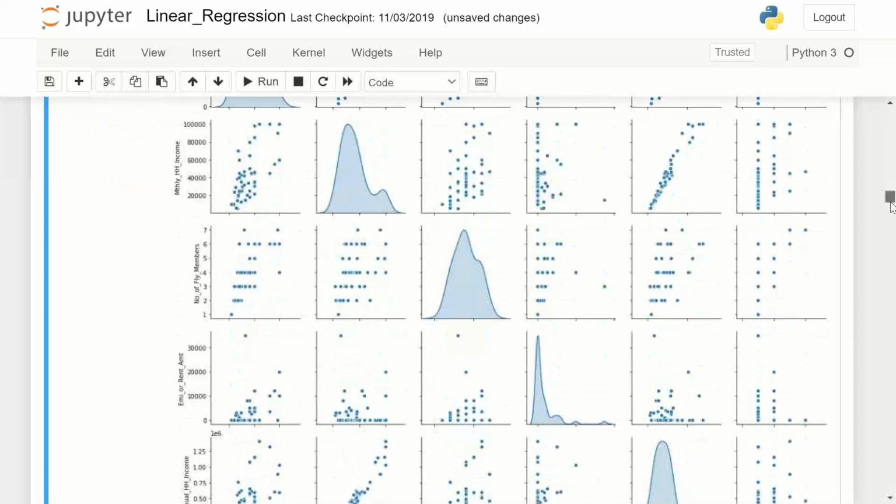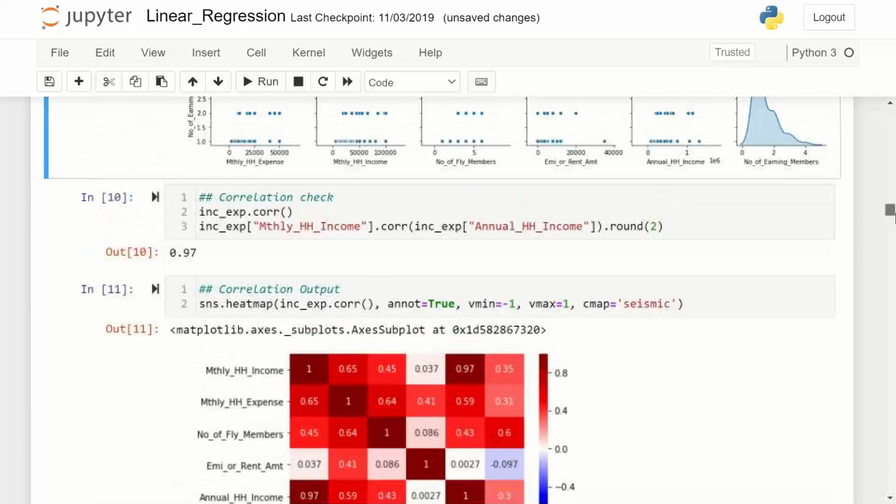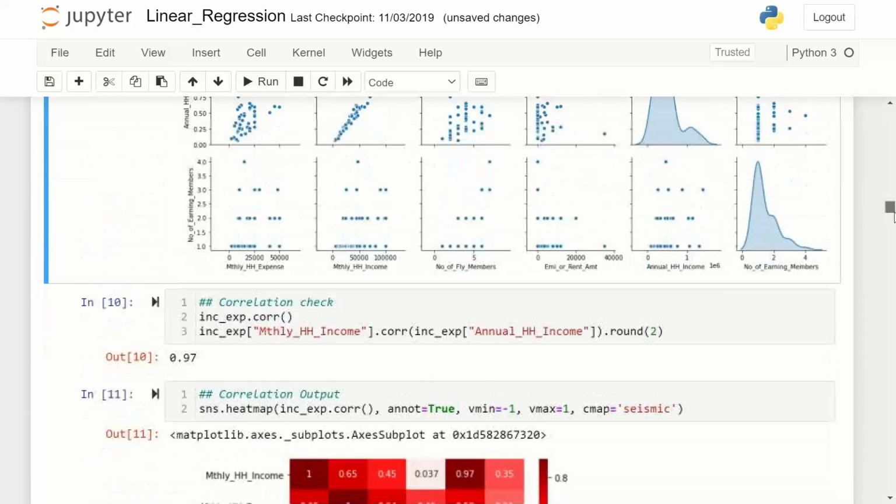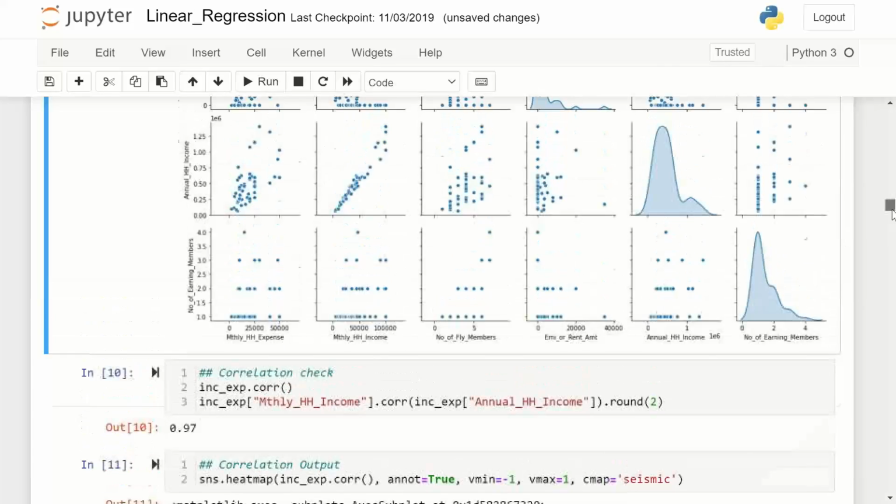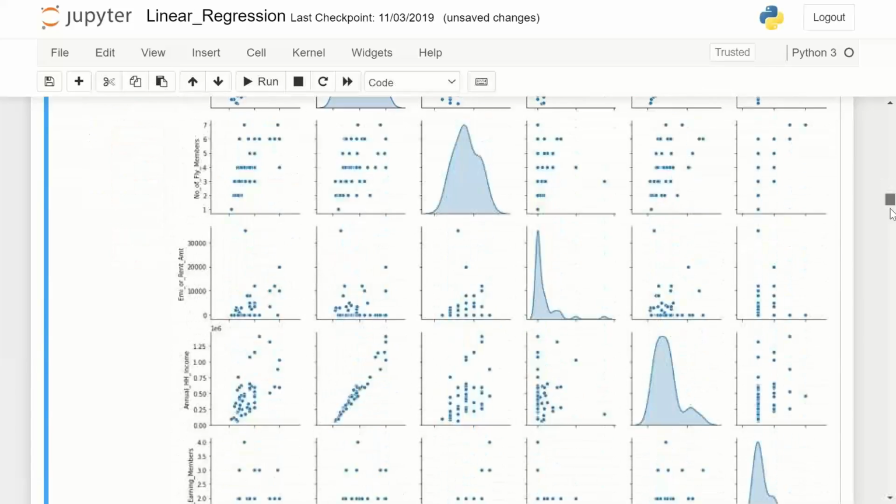So the plot is ready. I already explained it. In that plot there were only 4 variables. Here I have taken all the variables. I've taken earning members and EMI, annual income. So I've taken some 6 variables. So all of that has been taken here. Okay.